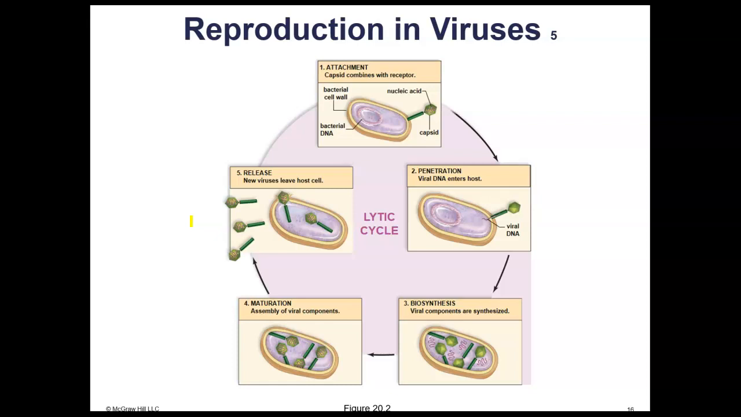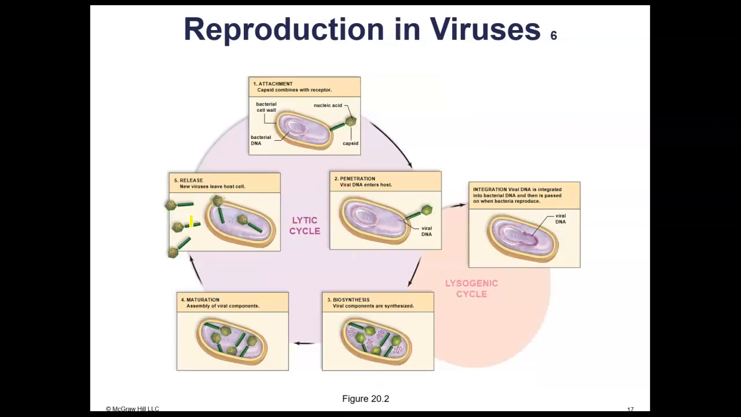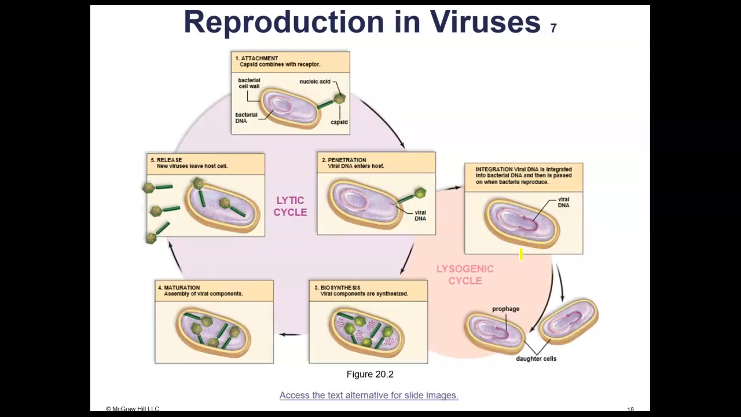So here we have the 5 steps of the lytic cycle, and now for the lysogenic cycle. If the virus goes into the lysogenic cycle, it will do that after penetration. So after penetration, integration happens when the viral DNA is incorporated into the host cell DNA, and that's now called a prophage. And the host cell will remain unharmed.